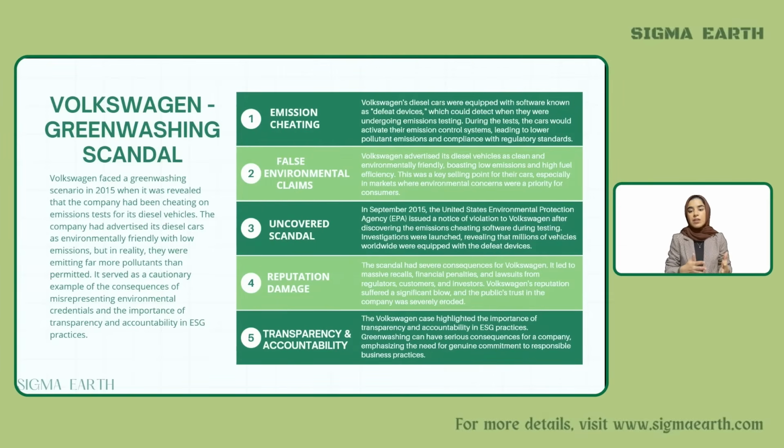Volkswagen advertised that its diesel vehicles are clean and environmentally friendly, boasting low emission and high fuel efficiency. This was actually a key selling point for their car, especially in the markets where environmental concerns were a priority for the customer. In September 2015, the US EPA issued a notice of violation to Volkswagen after discovering that they were cheating in their emissions.